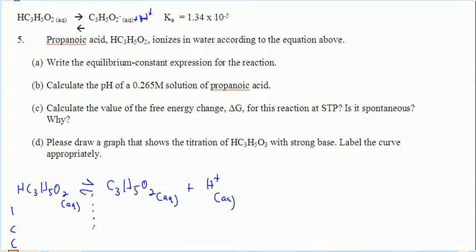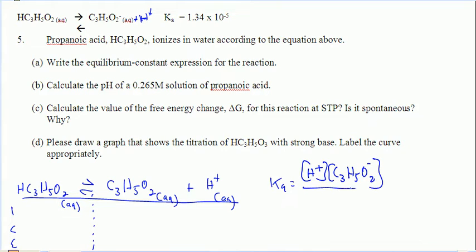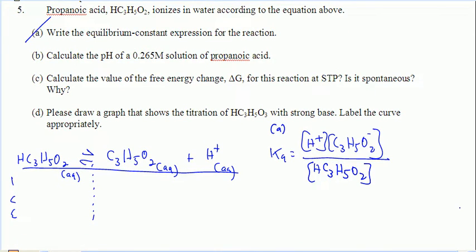Ka equals [H+] multiplied by [C3H5O2-] all over [HC3H5O2]. Right, let's do the problem. Propanoic acid, this ionizes in water according to the above, right? The equilibrium expression. I did that because I'm trained to do ICE every time. Calculate the pH of a 0.265 molar solution of propanoic acid.